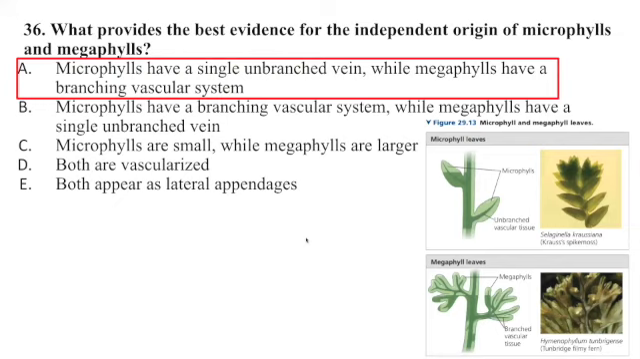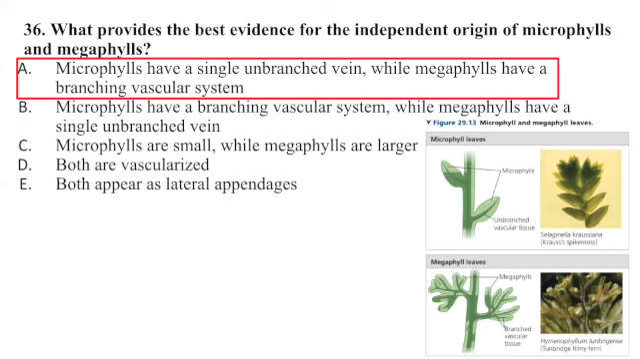What provides the best evidence for the independent origin of microphylls and megaphylls? So microphylls have a single unbranched vein, yes, while megaphylls have a branching vascular system. That's true. B is like the opposite. So if you remember from chapter 29 in Campbell what the difference between microphylls and megaphylls is. C, microphylls are small, where megaphylls are larger. It doesn't have to be that way. Sometimes, yeah, not always. We have two tiny examples there in the picture. Both are vascularized.